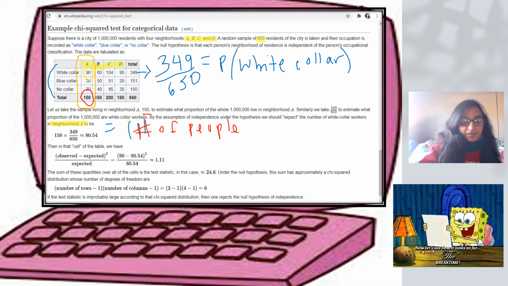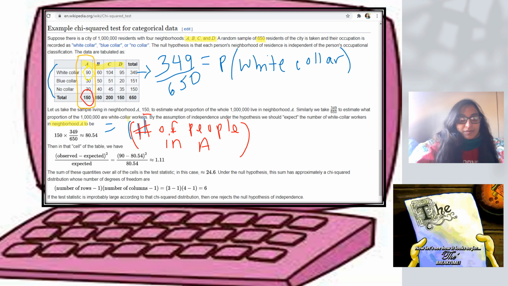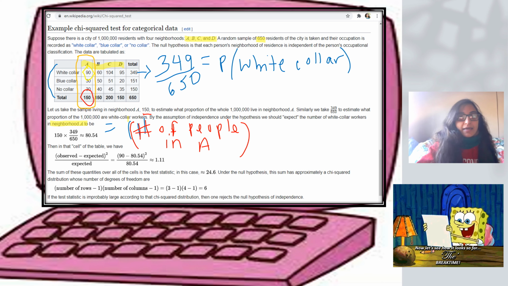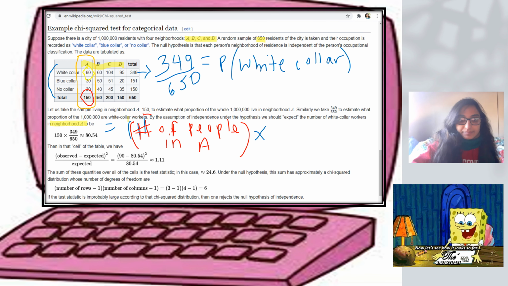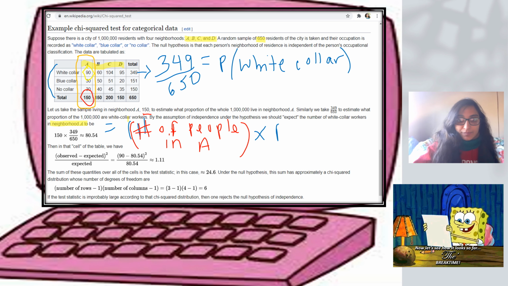Number of people in A. Sorry about that, my handwriting is not so neat. So we would want the number of people in A, and then we would want to multiply that by the probability of being a white collar worker, so the frequency of us finding white collar workers. That is what we would ultimately do the multiplication.